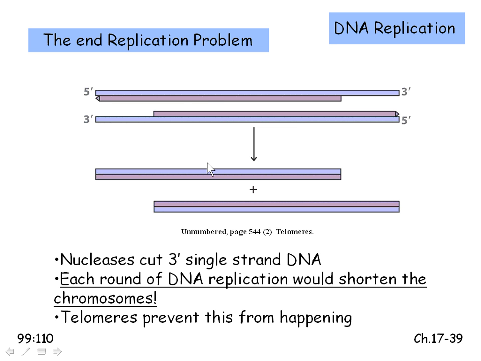Now, you might imagine that it wouldn't take very long before you start cutting into some very important DNA, some important genes that are necessary for the function of the cell. So the cell actually has a way to prevent this shortening of chromosomes, and that's with these structures called telomeres. And they help to prevent this end replication problem of DNA shortening.